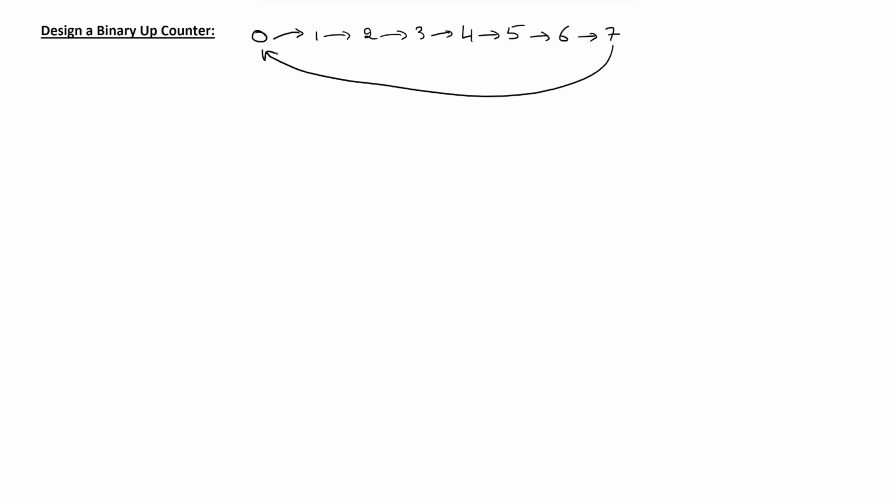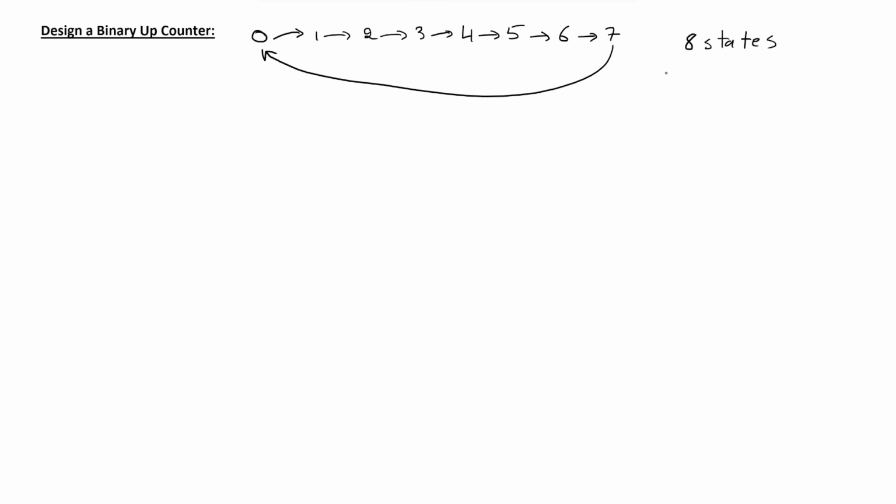Hello everyone. In this video, let's learn how we can design a synchronous binary up counter that counts from 0 to 7. So 0 is the first state, 1, 2, 3, 4, and then after this, it'll go back to the initial state 0. Since we have from 0 to 7, we have 8 states. So that means we need 3 flip-flops.